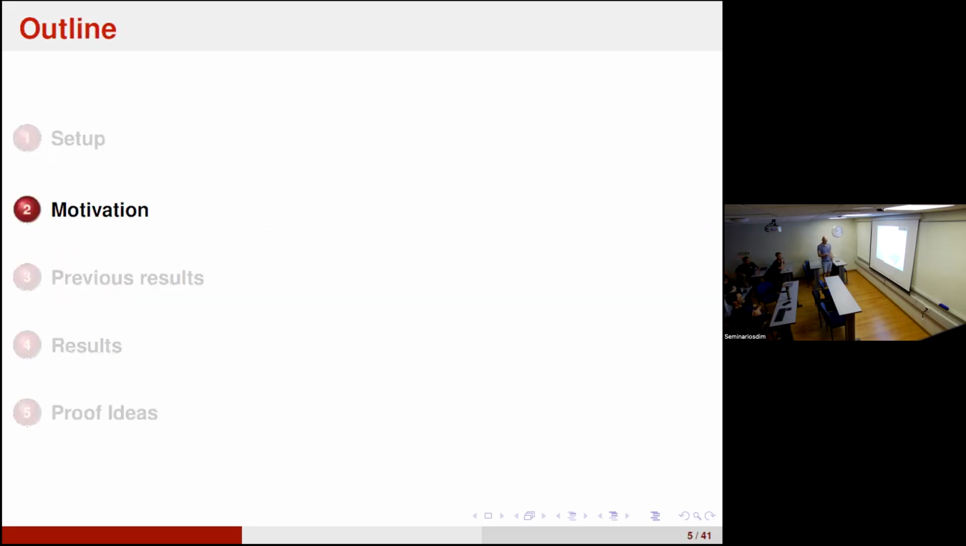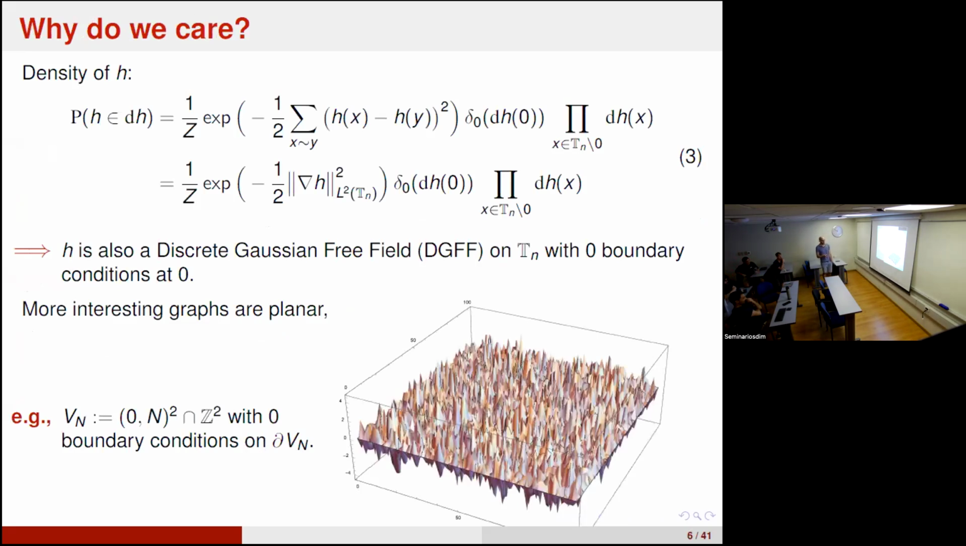Okay, so why do we care about this? We care about the tree because we care about this object here. If you want to be more fancy, you can write the law of this branching random walk in this complicated way. It's just the same. Let's interpret this. So this is the density of the field. You can see that it's a Gaussian density. Forget about this for a second. This is just a quadratic term.